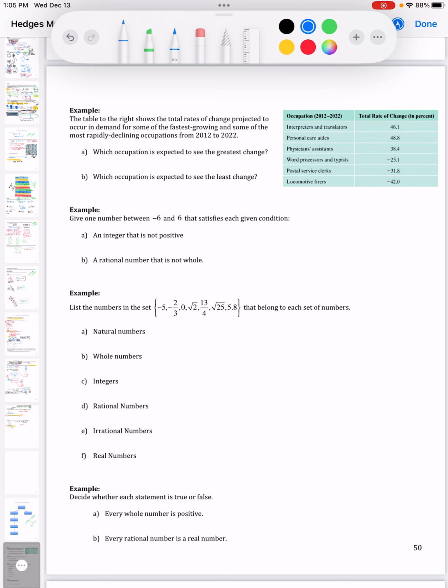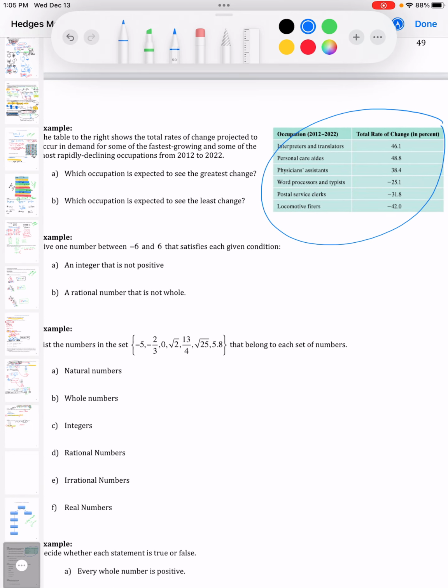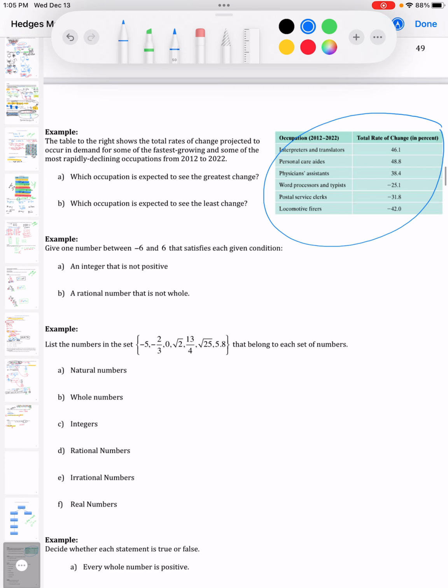So now that we've gone over the different types of numbers here, we're going to look at some application problems. For this first one, all we have to do is be able to read this chart on the side. So let's see if we can zoom in a little bit. We've got this table that talks about the rate of change of these different professional jobs. So we want to know the greatest change.